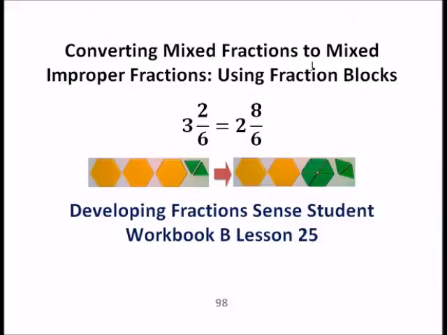Now, we present several methods for subtracting fractions. So one approach is to convert a mixed fraction, 3 and 2/6, into a mixed improper fraction. Okay, so 2 and 8/6 I'm calling a mixed improper fraction because 8/6 is improper. And the way we do that is we take one of the wholes from 3 and convert it into 6/6. So we see that 3 and 2/6 equals 2 and 8/6.